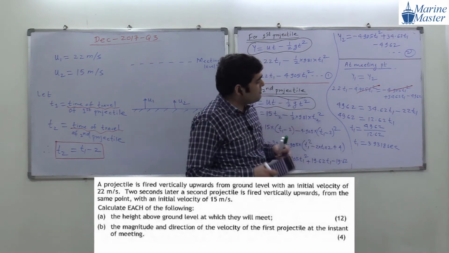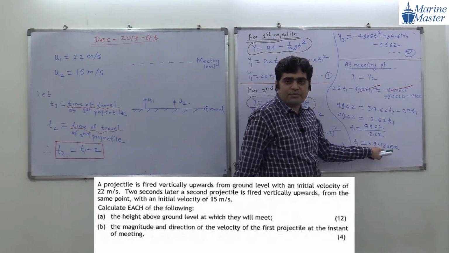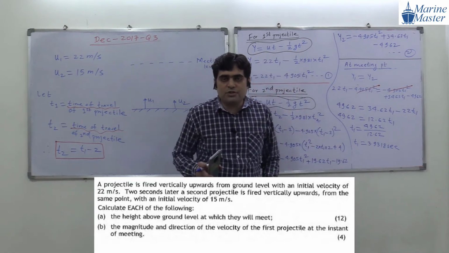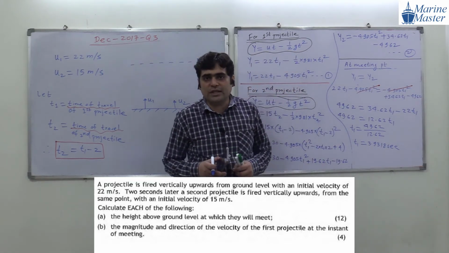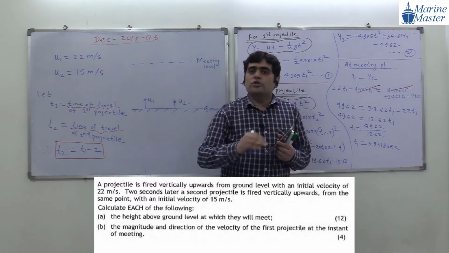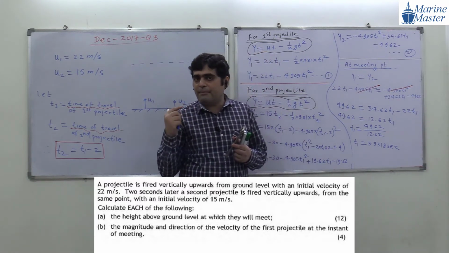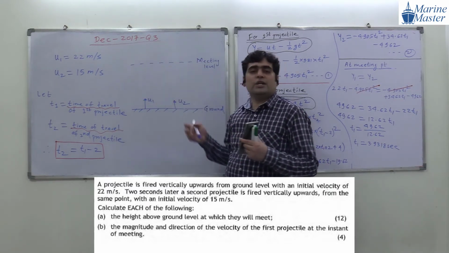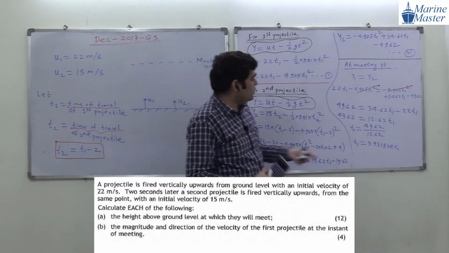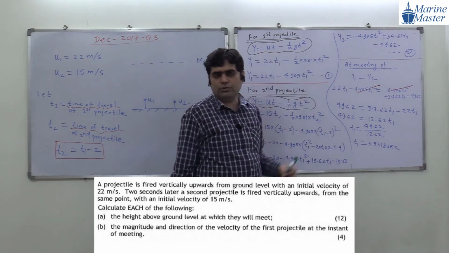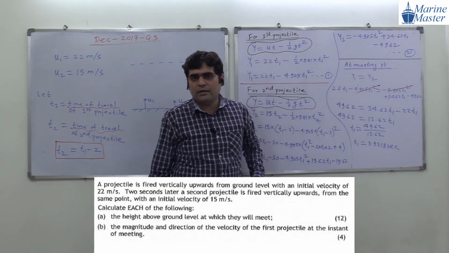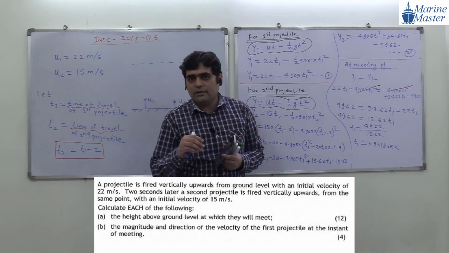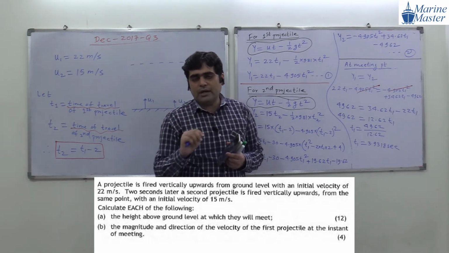When the time of travel of the first projectile is this much, the first projectile will meet the second projectile, and that is the height. Our target in A part is to find out at what height above the ground level both the projectiles meet. If we put the value of T1 in equation 1 or equation 2, we will get the value of y, and that value of y will be the height of the projectile above the ground level at which they meet.